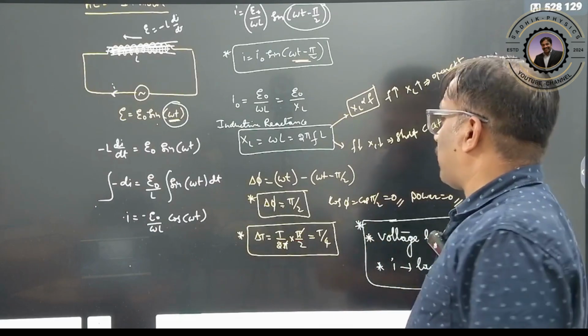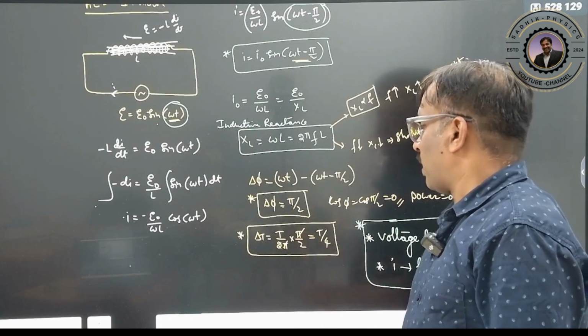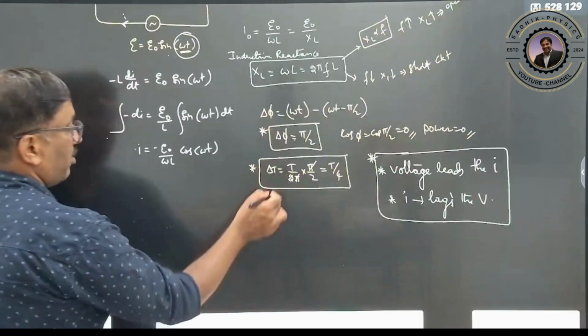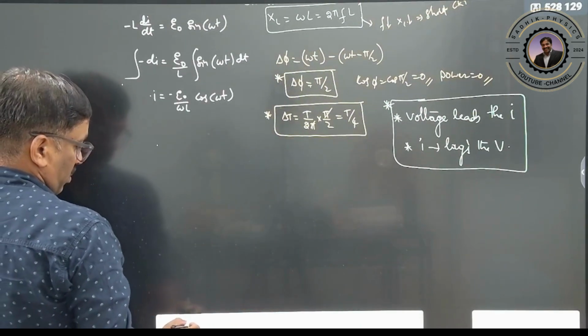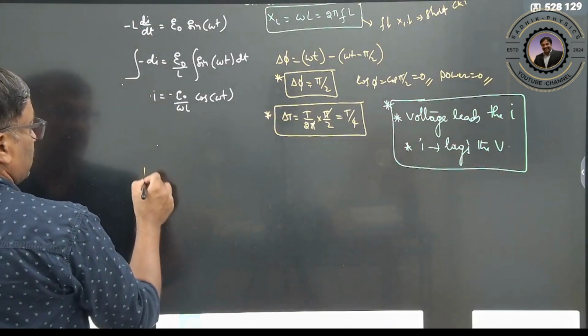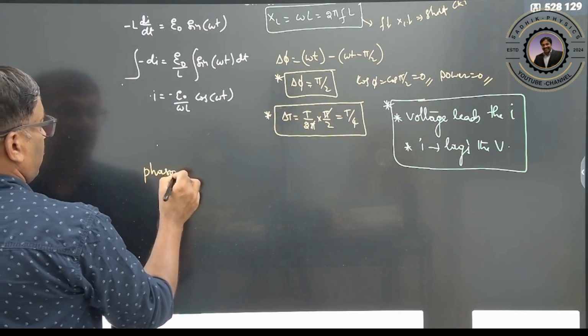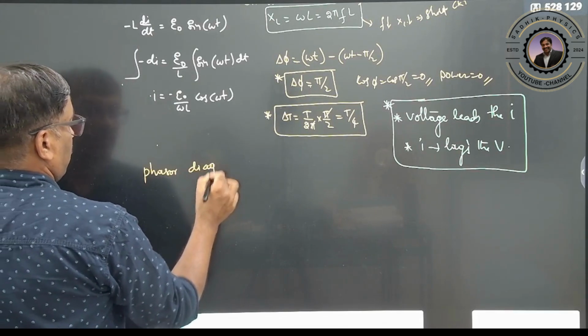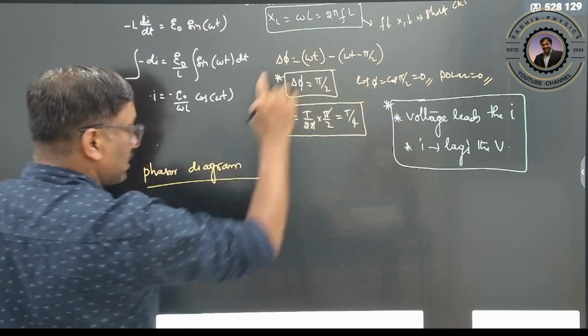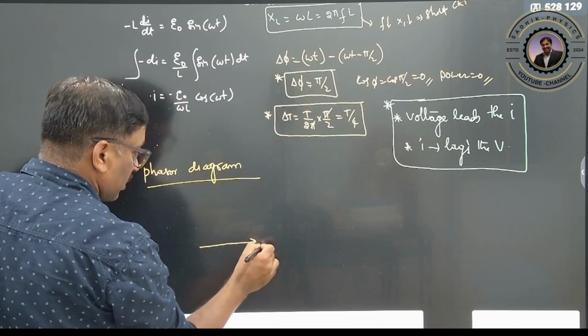So there is no power dissipated. This is your time difference now. Now we can go for the phasor diagram. Very important, the phasor diagram, no? Right? So, phasor diagram, very important. What is the phasor diagram now? Here voltage is leading, that means this is your current.